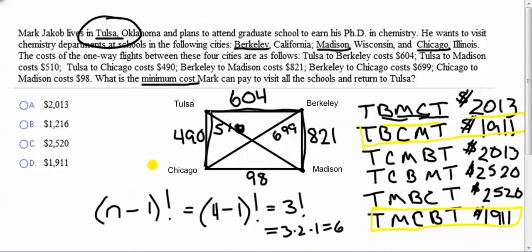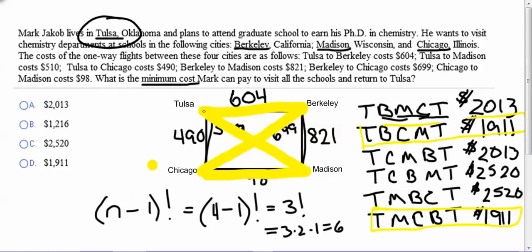So again, that's Tulsa to Berkeley, Berkeley from California to Chicago. Once you're in Chicago, go up to Wisconsin to go to Madison, and then you got to get back home. Mark Jacob had to get back home, so he only had one choice left, and that was to go to Tulsa, and that would be the optimal solution, that or in the reverse order.